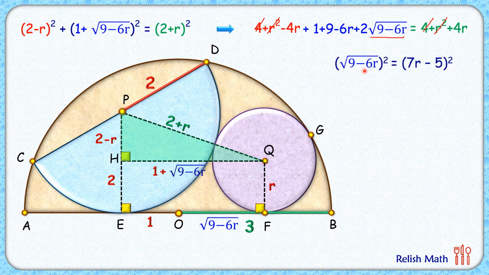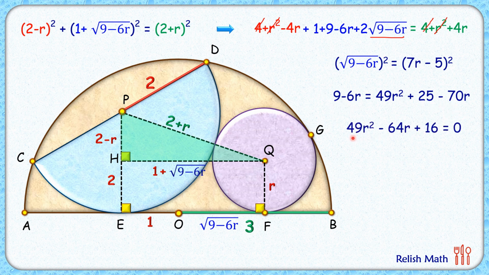Now to get rid of the square root, let's square both sides. So LHS will become 9 minus 6r, and on RHS, we apply the a minus b whole square identity. Now taking all the terms on LHS and simplifying it, we'll get a quadratic in terms of r. Solving this quadratic by applying the quadratic formula, we'll get the value of r as this, which on simplification gives r as 32 plus minus 4 root 15 by 49, which in decimal form will be 0.97 or 0.34.